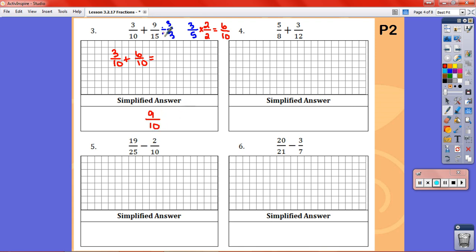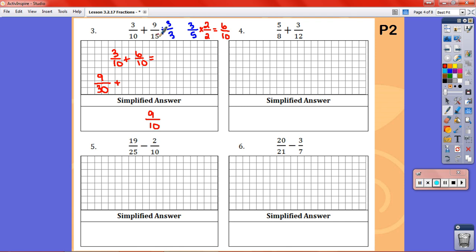Now, if I had not simplified, I could still get to an answer, because 15 and 10 can both make 30. 15 times 2 is 30, and 10 times 3 is 30. So I would have, well, 10 times 3 is 30, and if I cut these into 3 pieces, I have to cut each of these into 3 pieces automatically. So 3 times 3 is 9.